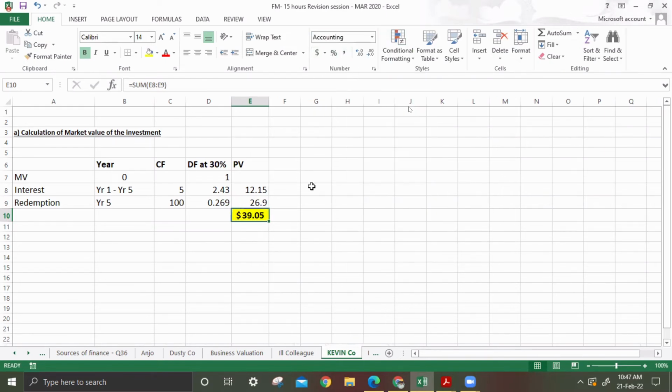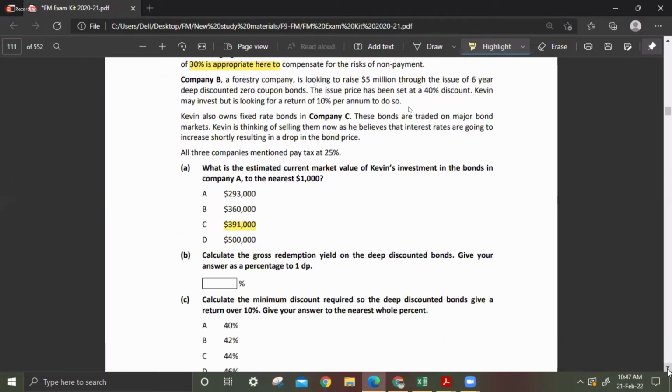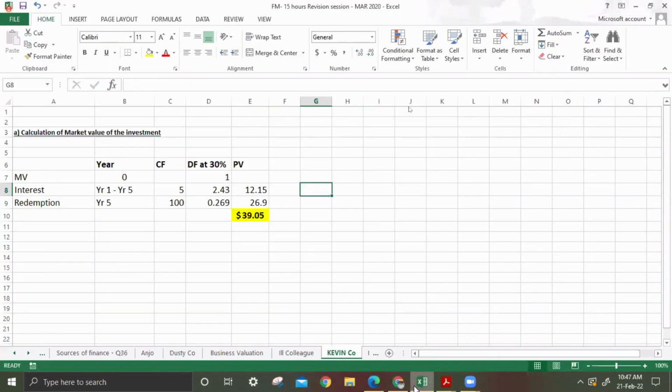Correct? So which one is the closest? Option C. Is this clear? We can round it off to the nearest dollars. Right? So it is 391. 39.05. They have told nearest 1000. Is this clear, everyone? Any doubts? No, ma'am. Okay. Next part of the question.